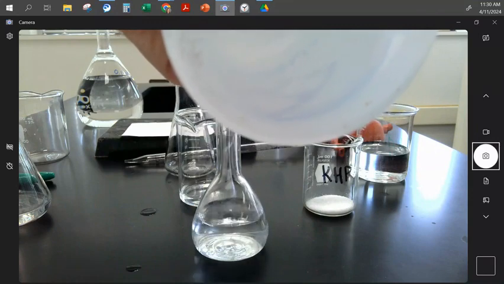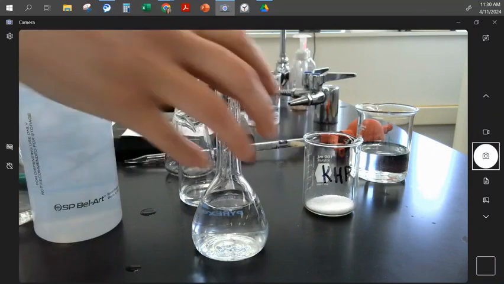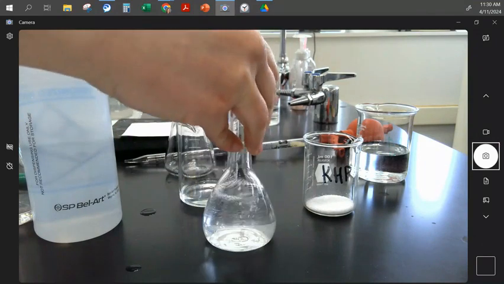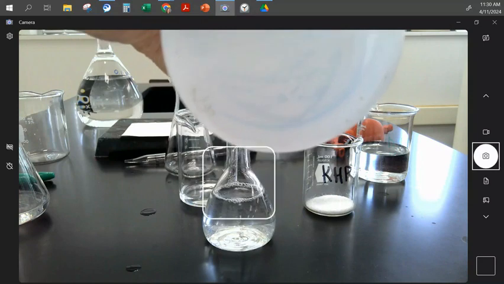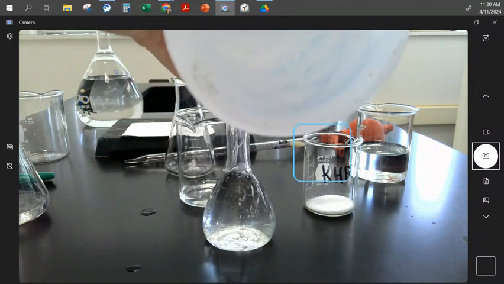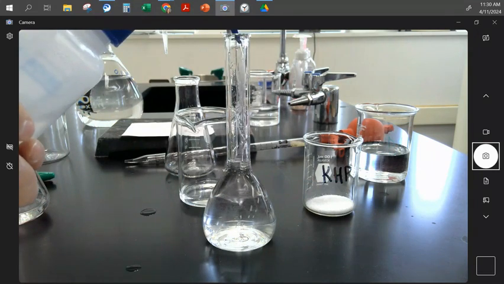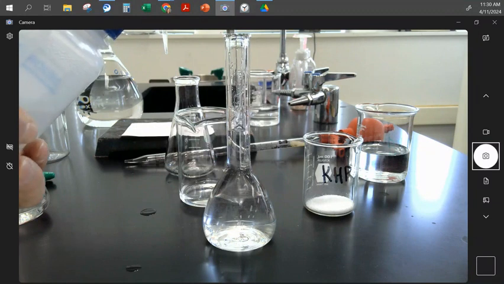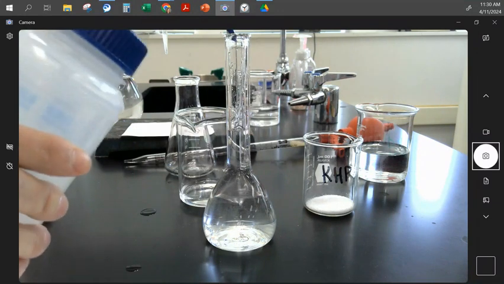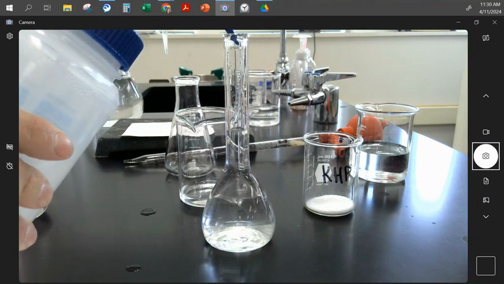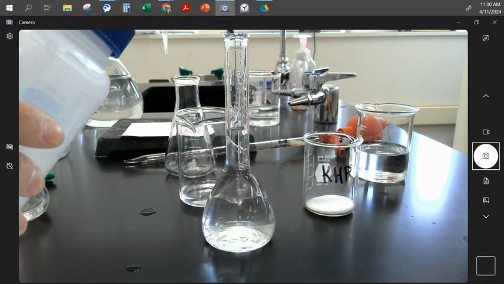All right, so I'm going to fill it up a little bit. I'm going to stir it, mix it. And then I'm going to fill it up to the bottom of the neck. And then the rest of the way I want to be really careful, so I'm going to fill it with the squirt part, probably not the technical name. All right, and then I'm going to be really careful at the very end, and make sure that the line is right at the bottom of the meniscus.